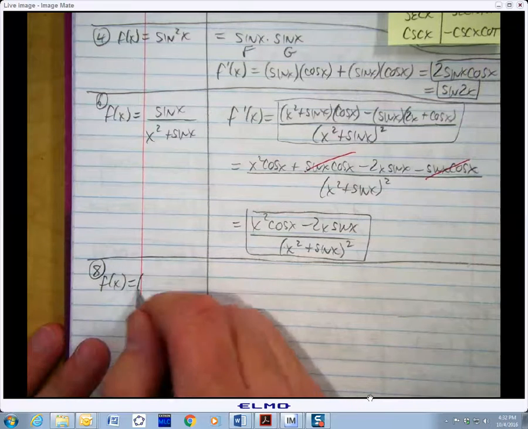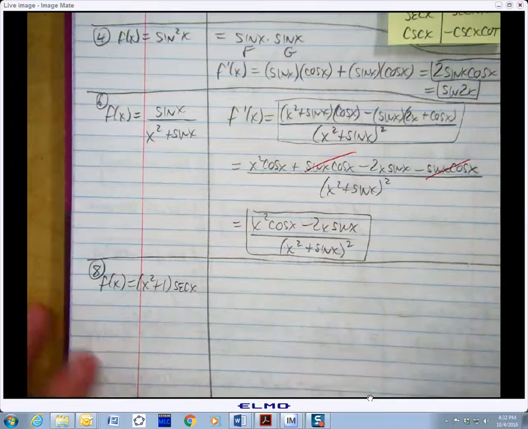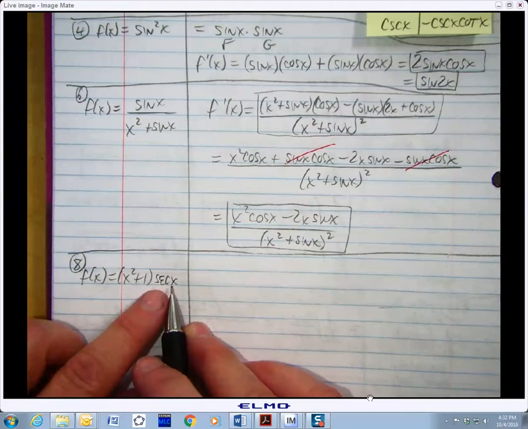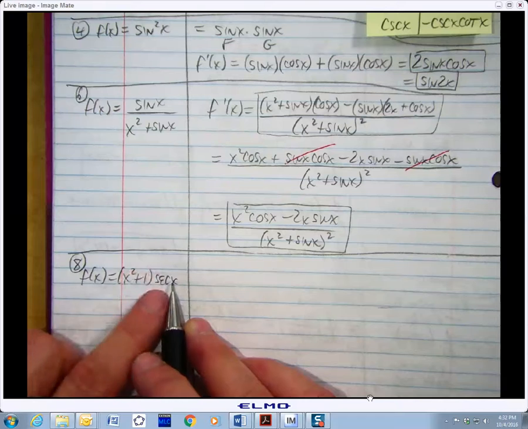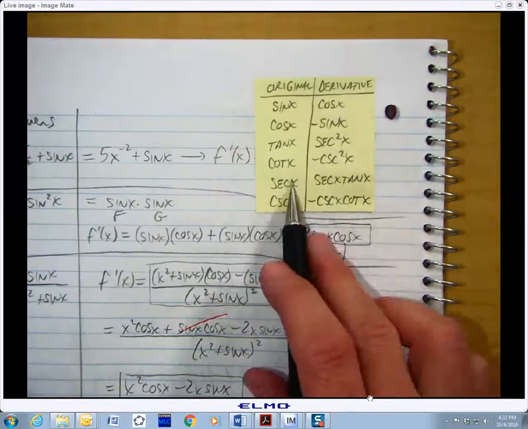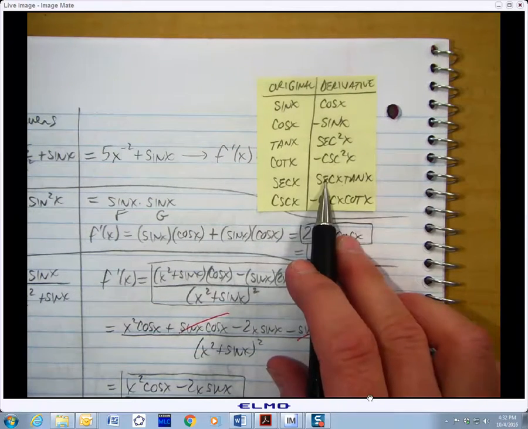F of x equals the quantity x squared plus 1 times secant of x. Now we know the derivative of secant of x. If you remember, I had a special name for this one. It started with an r. Do you remember it? R for the repeater. Right? You repeat the secant x and then you come back with a tan x at the end.